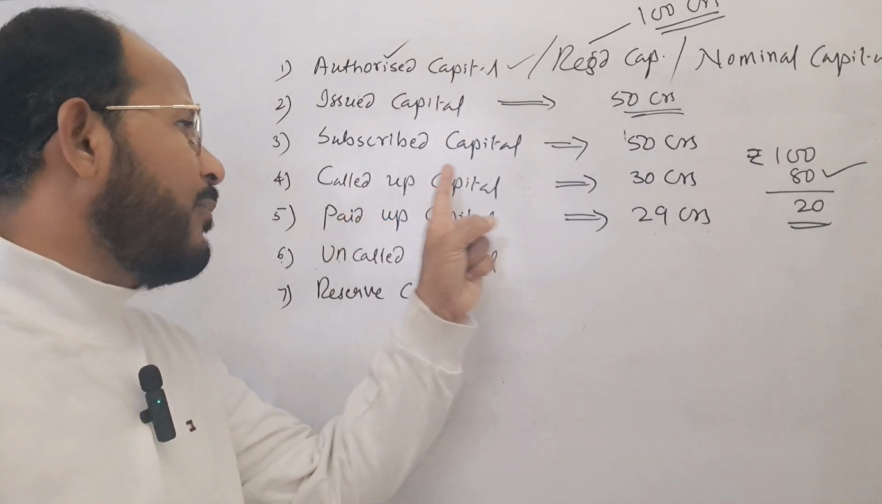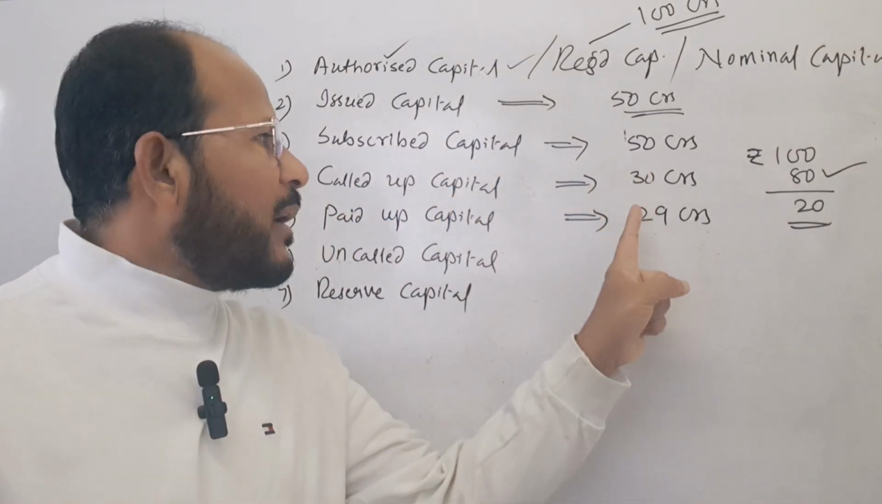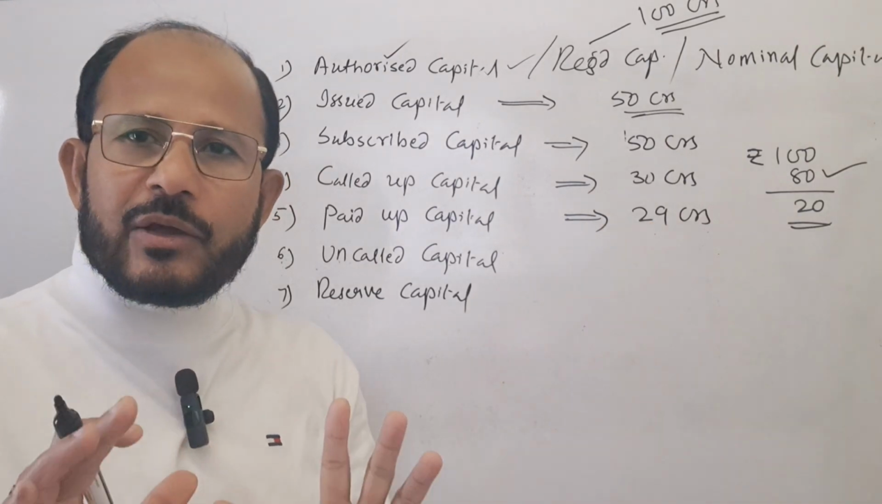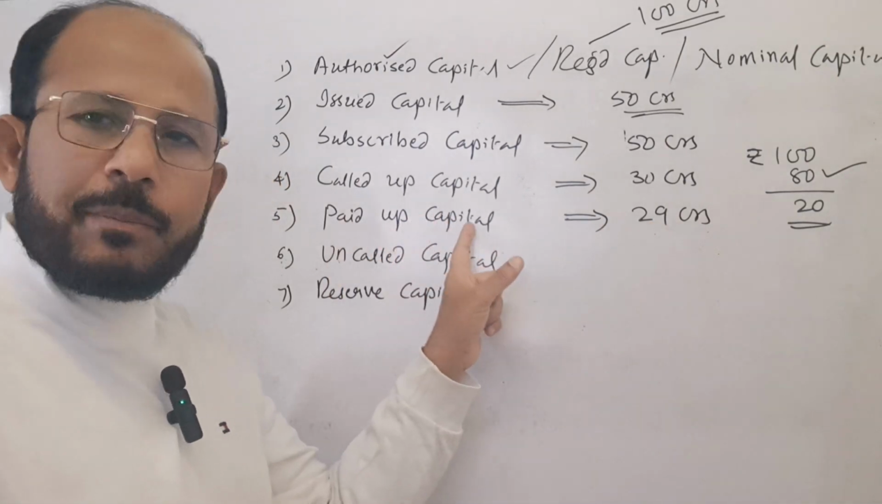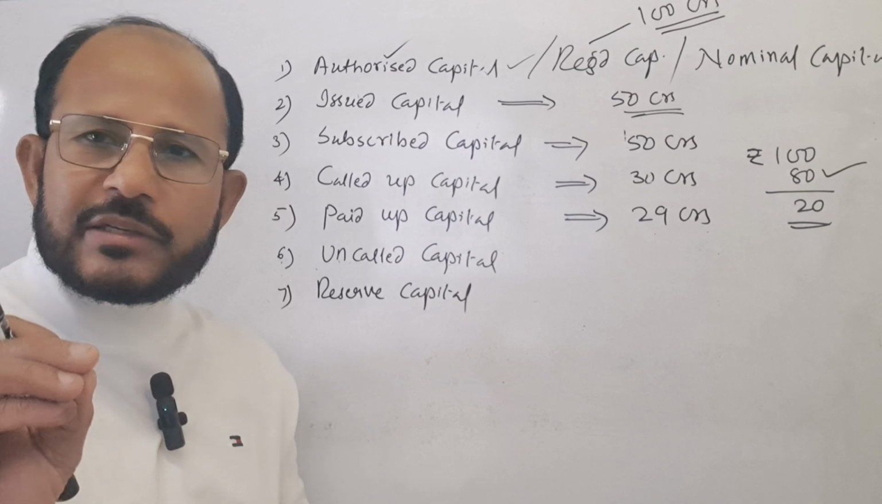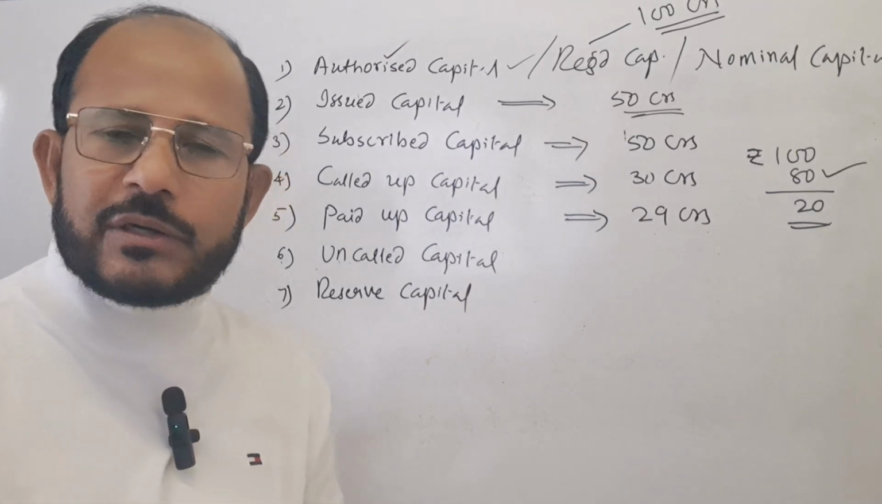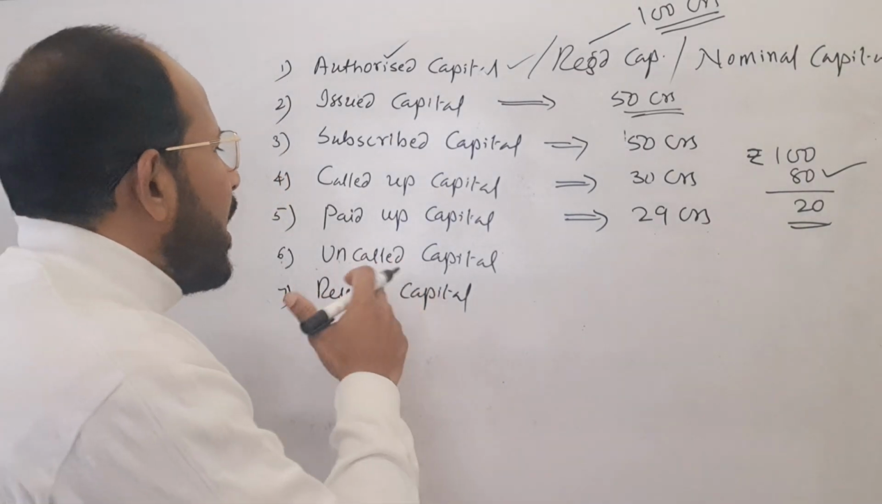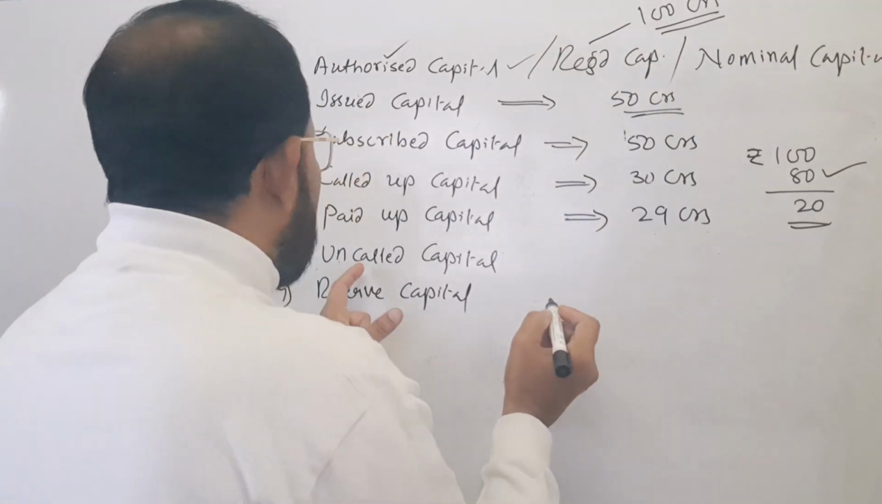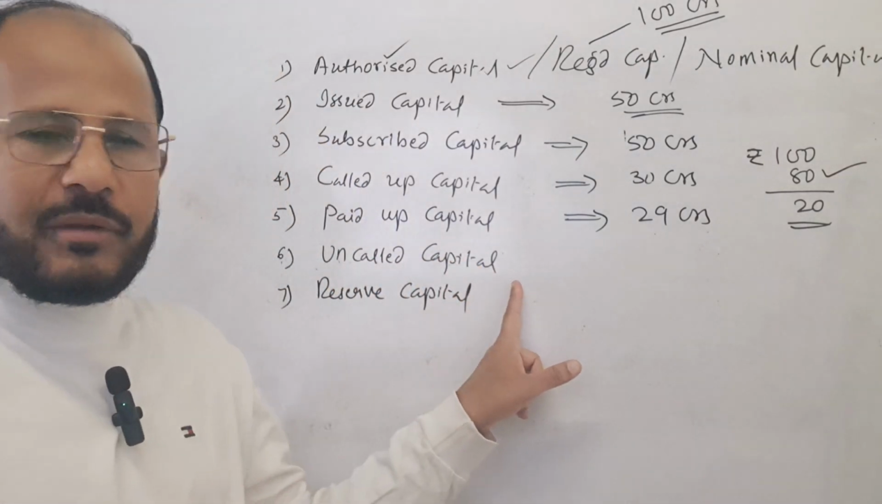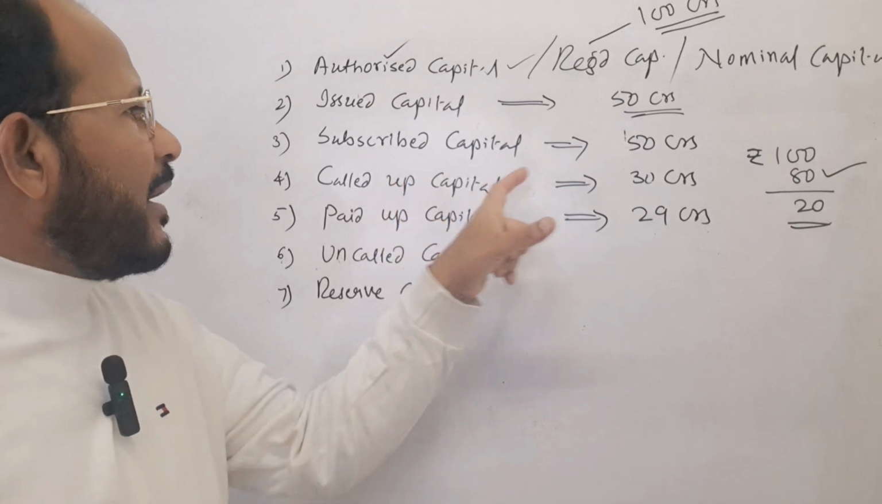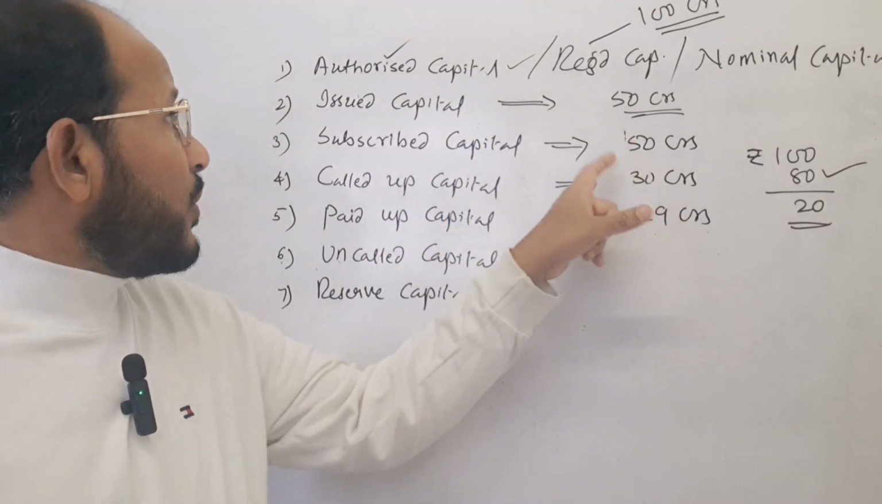Actually, the company called up for how much? 30 crores, but the company collected only 29 crores. Therefore, this is called as paid up capital, the actual amount which has already been paid by the shareholders. Then the next part is called as uncalled capital. Called up capital is how much? 30 crores. Just go through here.